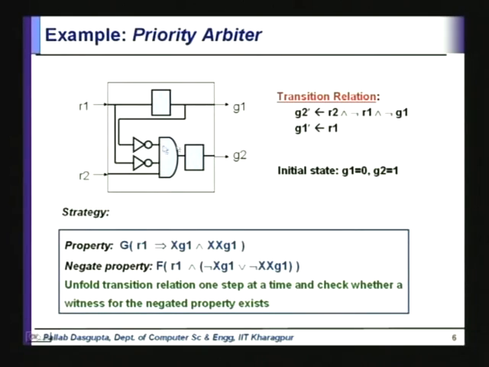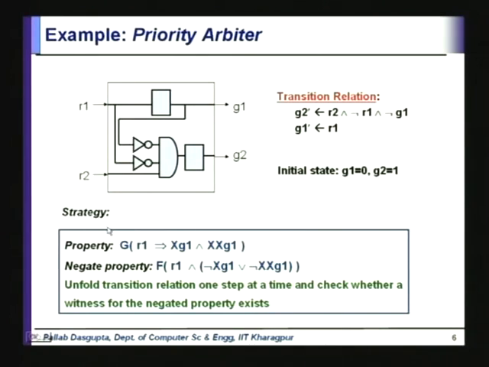First, we represent the circuit in terms of transition relations. This is exactly how in a typical RTL code the transition relation will be defined. It will be defined as a set of equalities like this, where the next state is assigned based on this. So, the next G2 is R2 and not R1, R2 and not R1 and not G1. And G1 in the next cycle gets the same value as R1. The initial state is G1 equal to 0, G2 equal to 1.